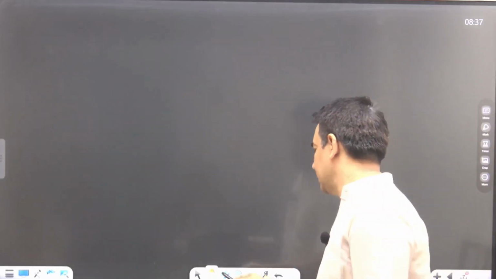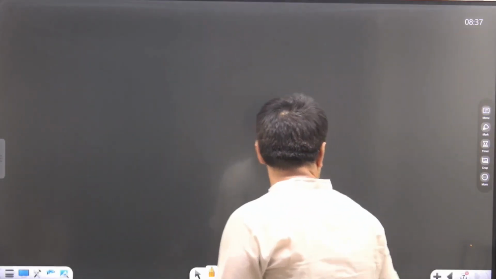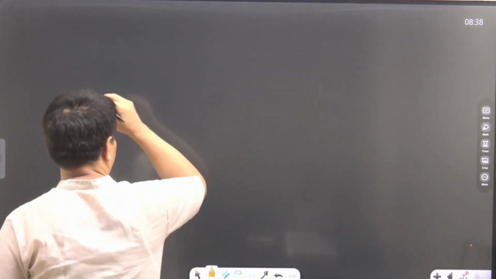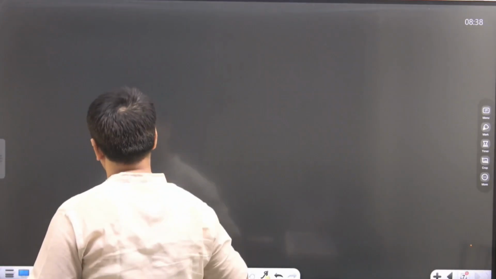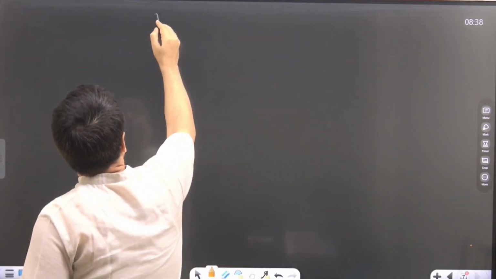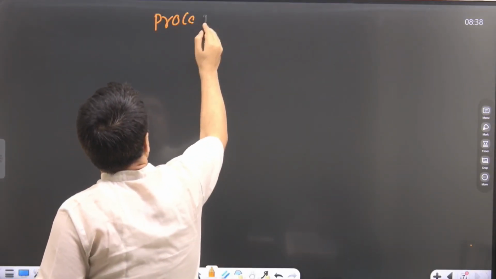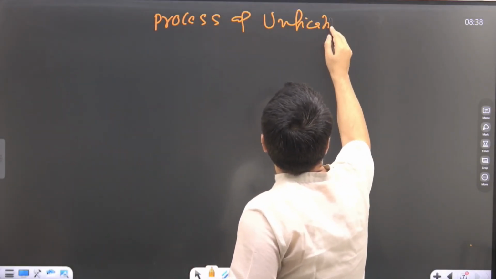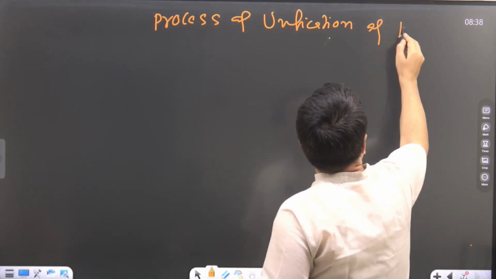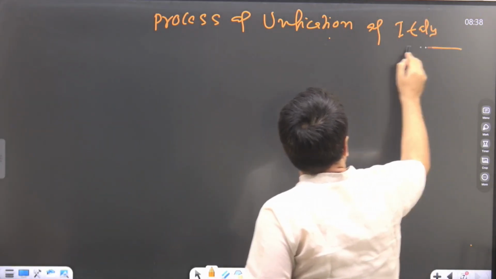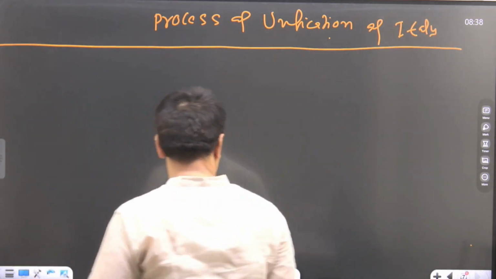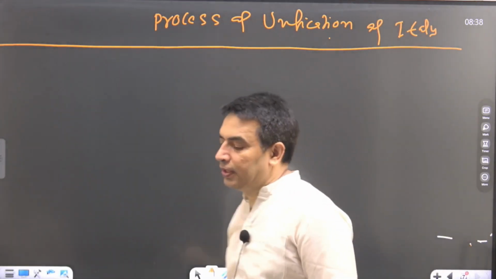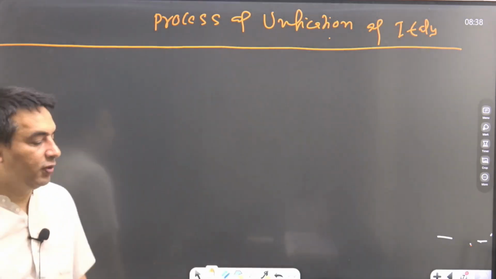Now after that, we have to do the unification of Italy: development, how the process began, how it completed. So, the process of unification. We'll be taking a flow chart, and through that we'll be trying to understand the process of unification.